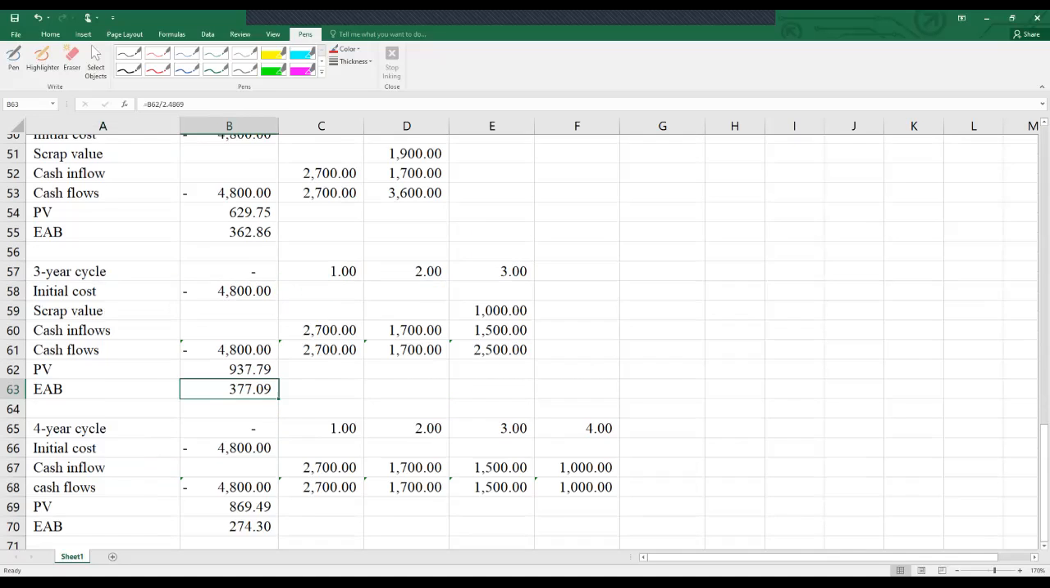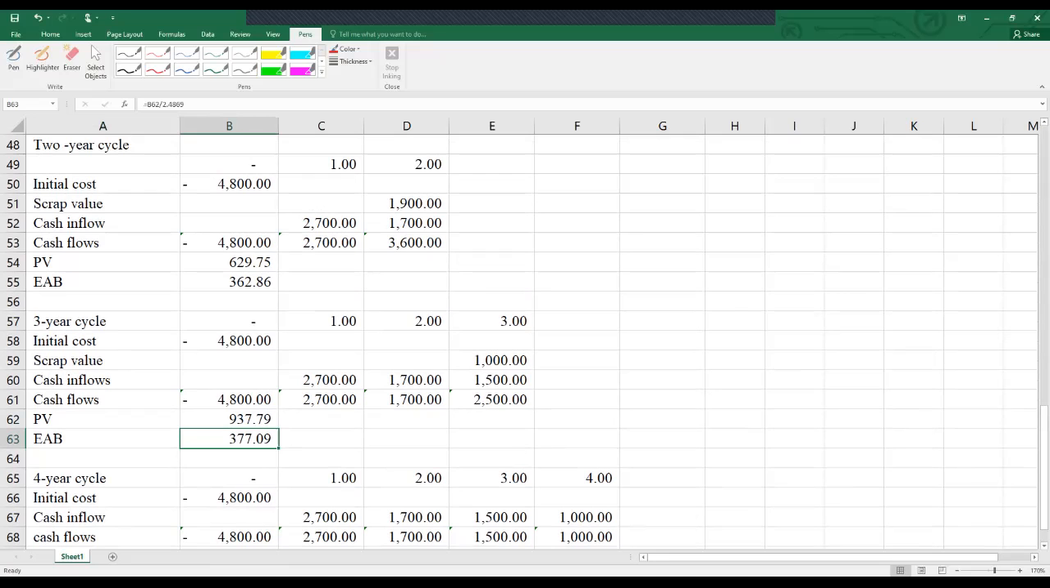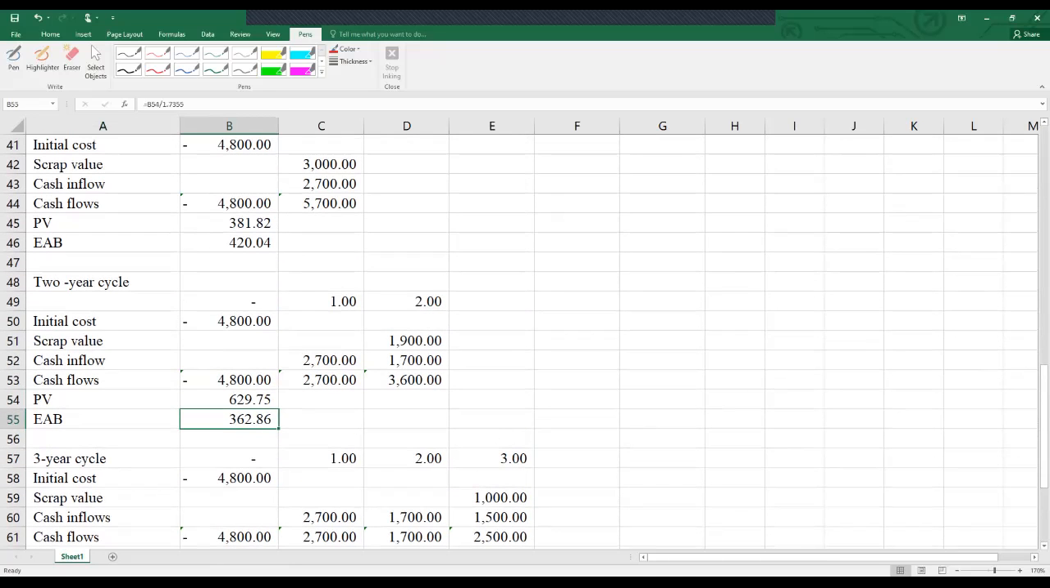If you do a 2-year cycle, the amount is reducing to 362. If you do a 1-year cycle, the amount is the highest at 420. So every year to infinity, you get 420 in case you decide to buy the asset today, use it for 1 year, dispose of it, and buy a new one. So now we want to advise the company. Brian, what's the advice to give?